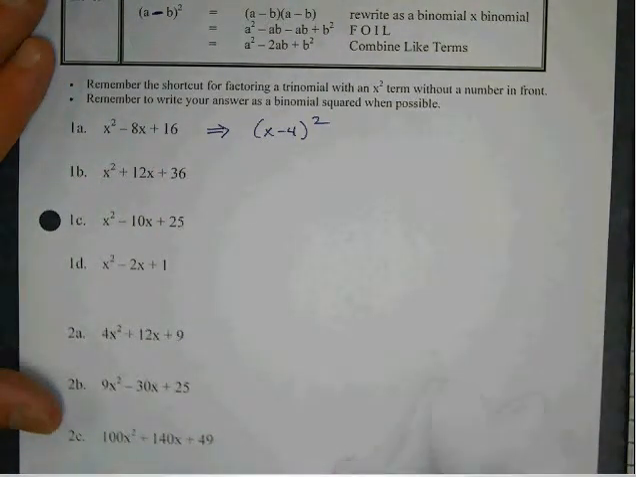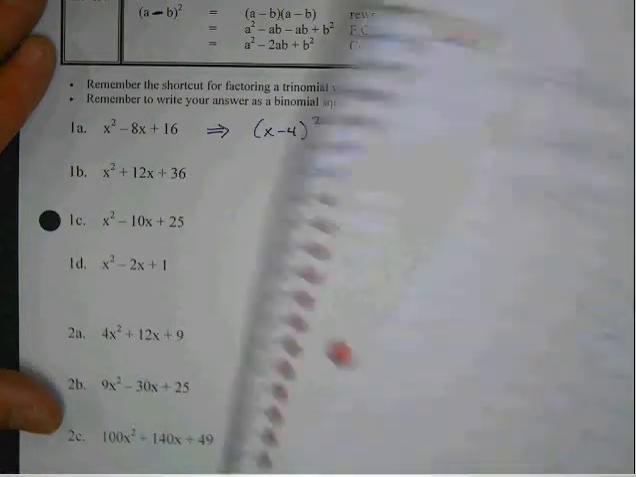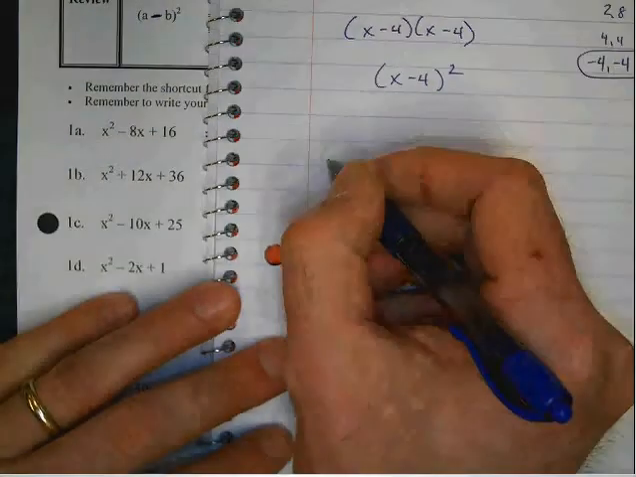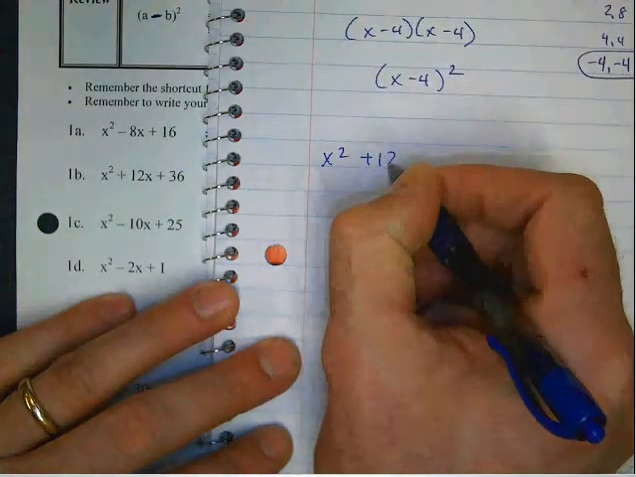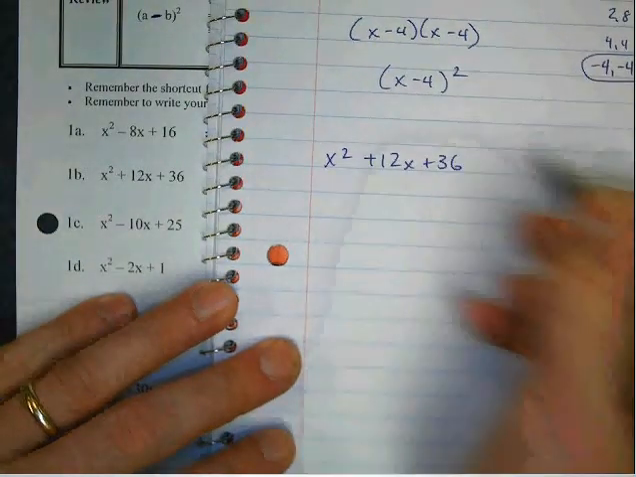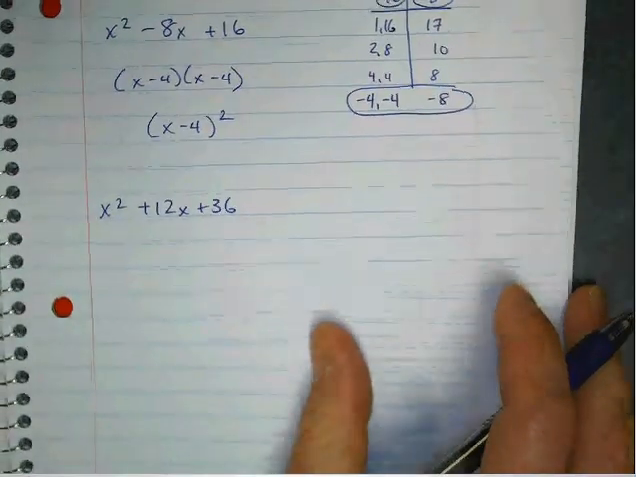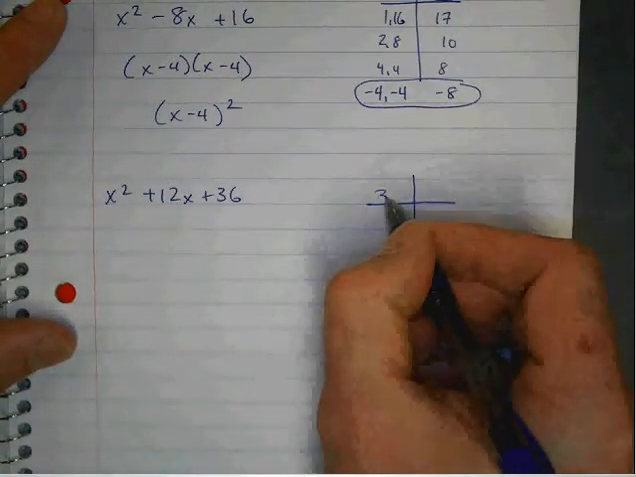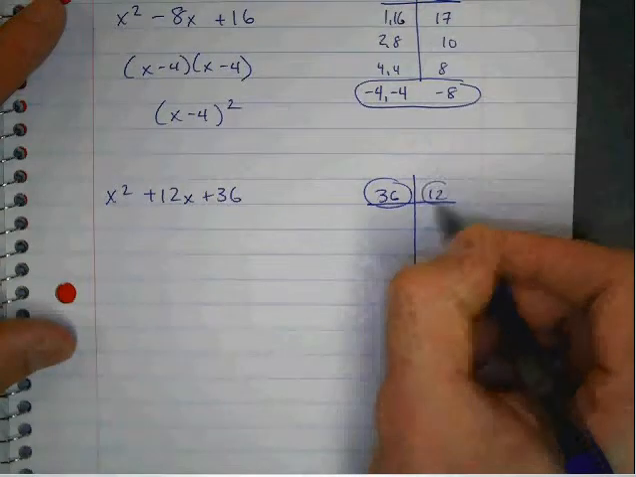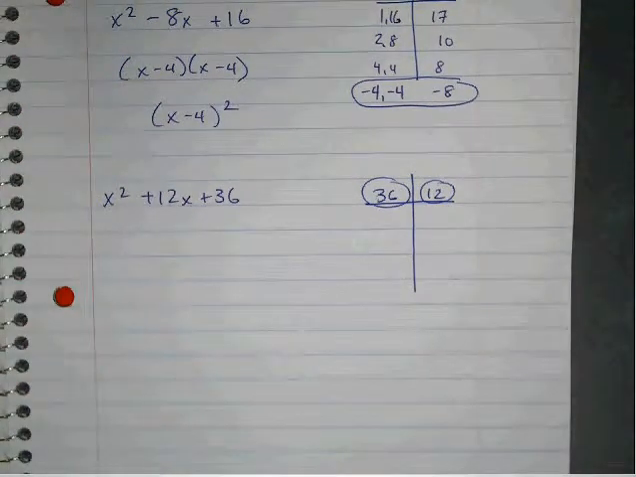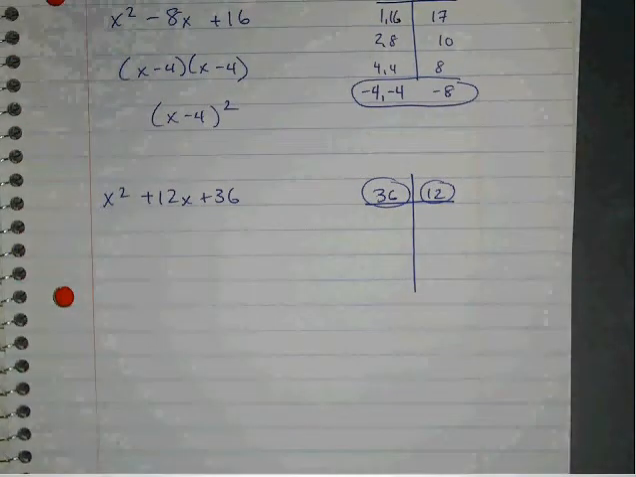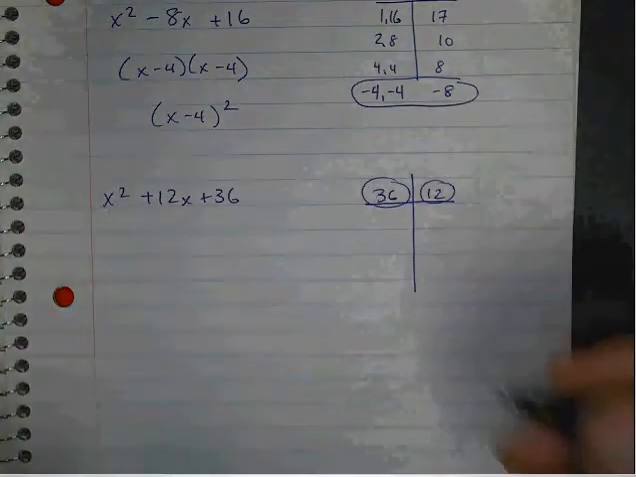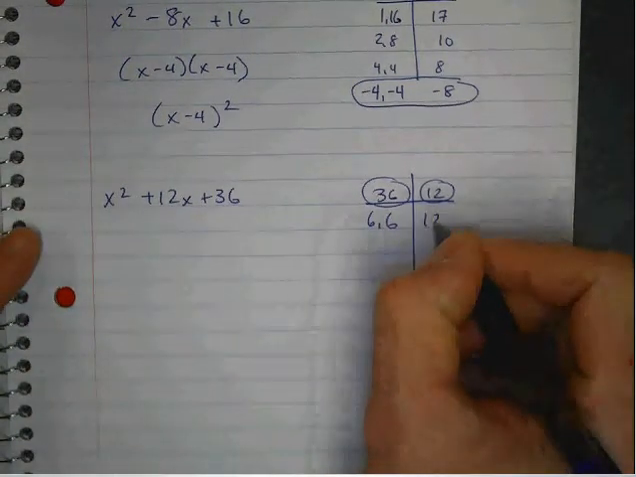All right? Let's look at 1B. I have x squared plus 12x plus 36. I'm going to cover that up. I make my T. 36 in the first one, 12 in the second one. Can anyone think of two factors that multiply to 36 that add to 12 without making the whole T? Luke? 6. 6 and? 6. Is he right?